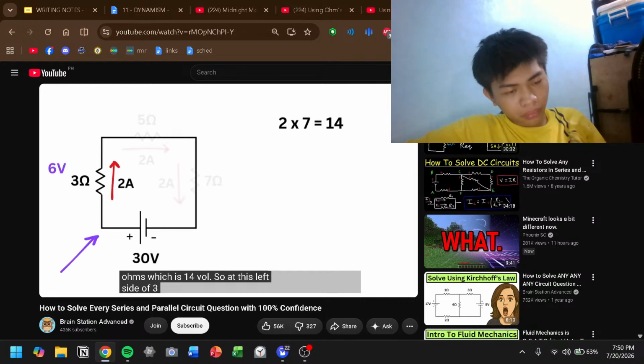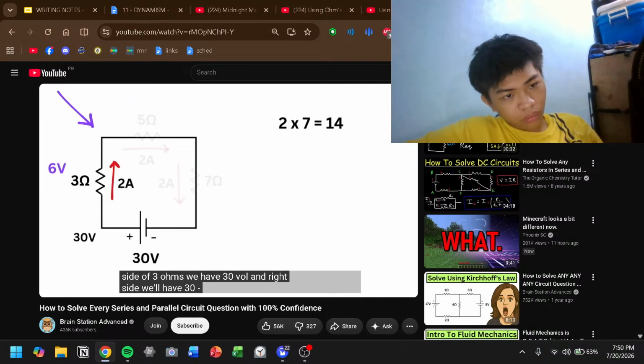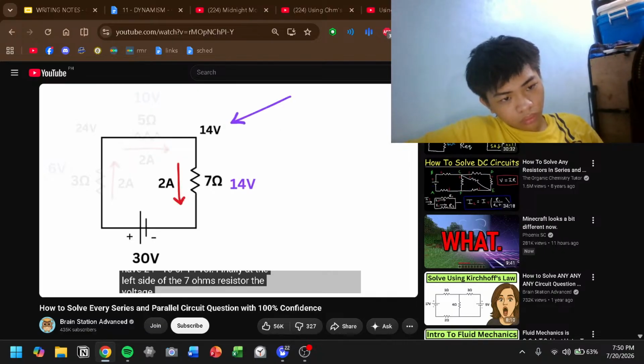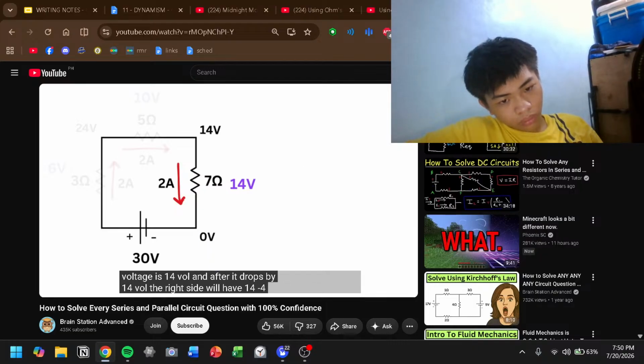So at this left side of 3 ohms we have 30 volts, and right side will have 30 minus 6 or 24 volts. Then, at the left side of the 5 ohms resistor, the voltage is 24 volts, and after it drops by 10 volts, the right side will have 24 minus 10 or 14 volts. Finally, at the left side of the 7 ohms resistor, the voltage is 14 volts, and after it drops by 14 volts, the right side will have 14 minus 14 or 0 volts.